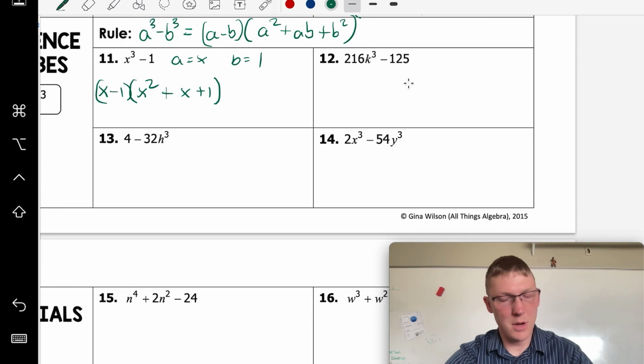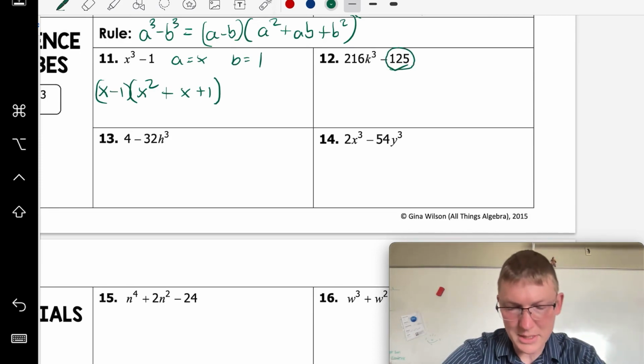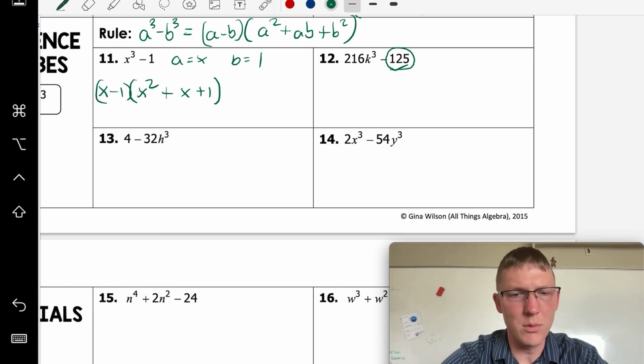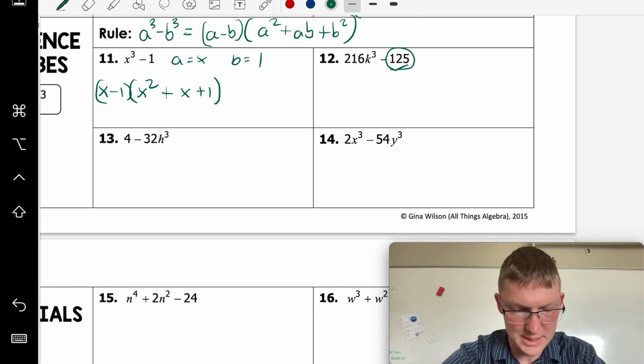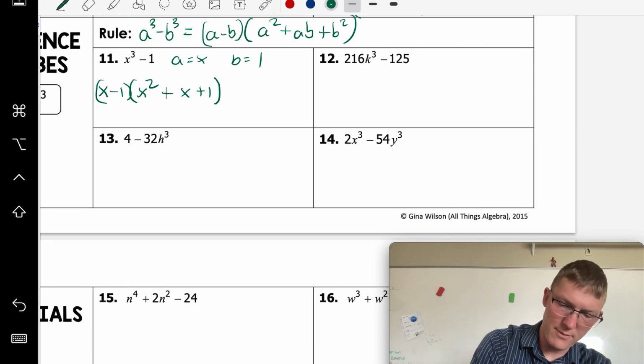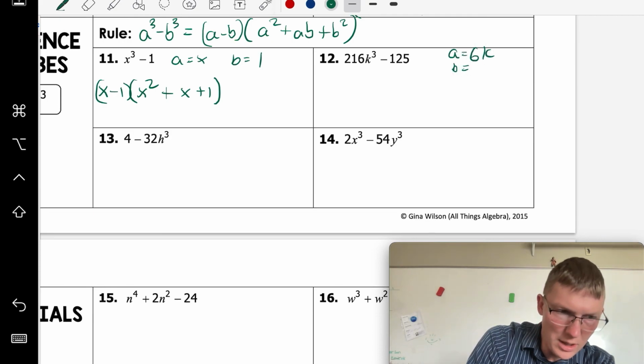So 12's got some numbers involved. That's okay. I see the 125, and I know that that's a perfect cube because we've done some other problems with that number. It keeps popping up. 216 I'm less familiar with, so I'm just going to do a quick cube root of 216, and that is going to be 6. So we have our 2 cube roots. Our a is going to be equal to 6k, and our b is going to be equal to 5.